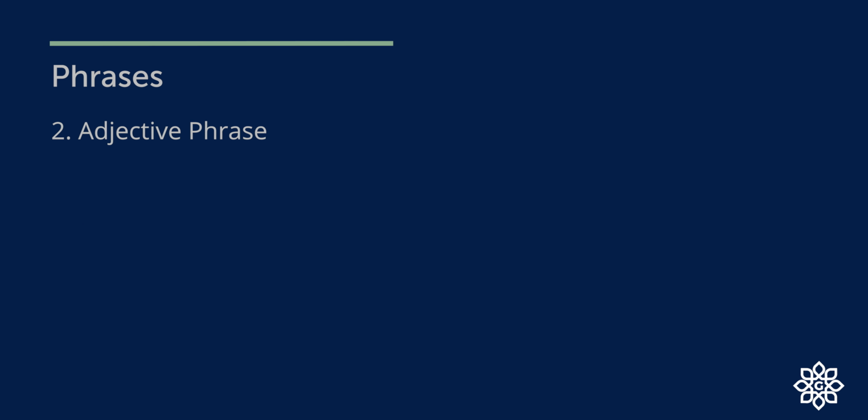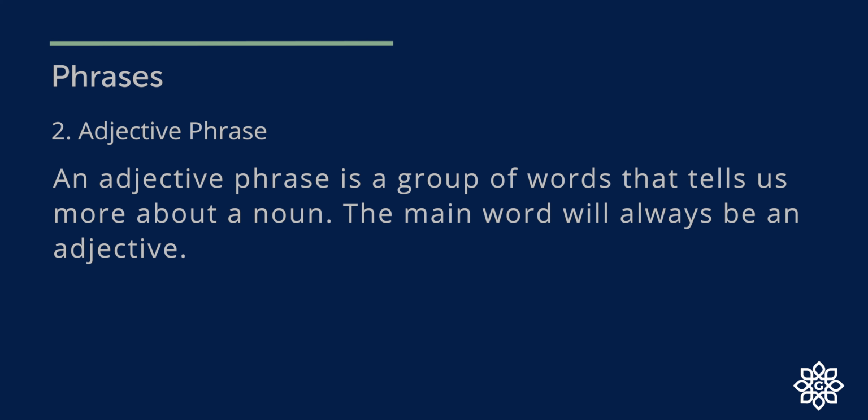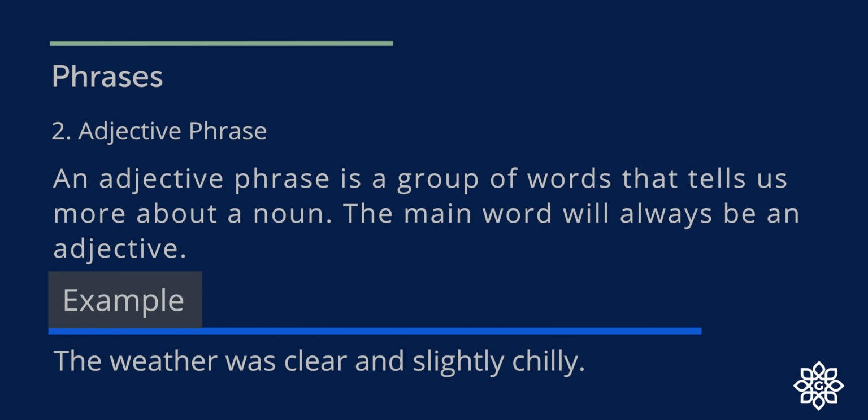Adjective phrase. An adjective phrase is a group of words that tells us more about a noun. So, the main word will always be adjective. For example, the weather was clear and slightly chilly. Here the noun is weather. Now the adjective phrase is slightly chilly. Here the main word is chilly.